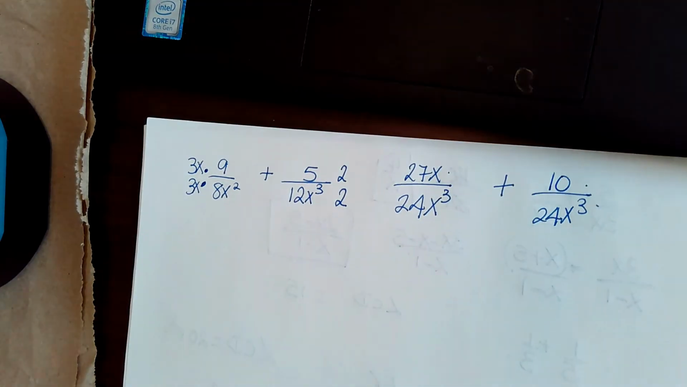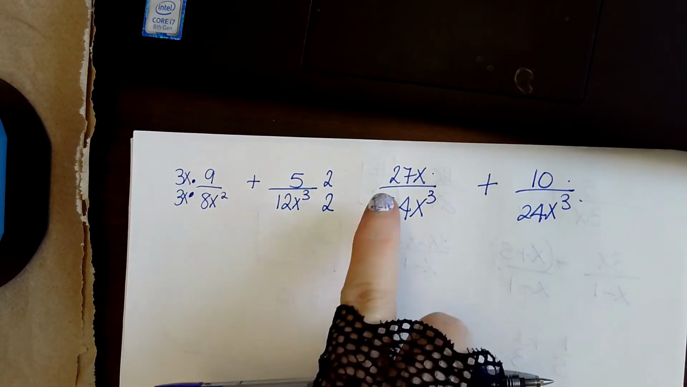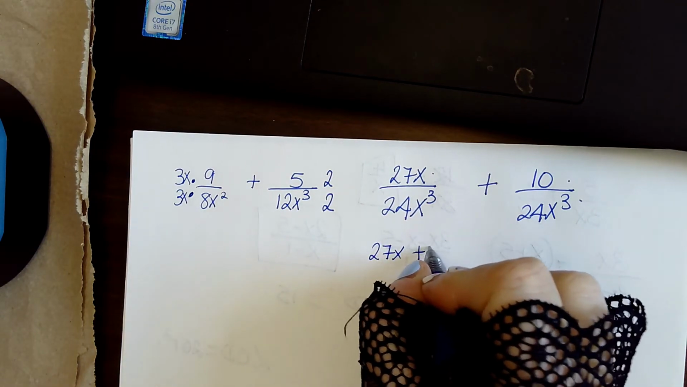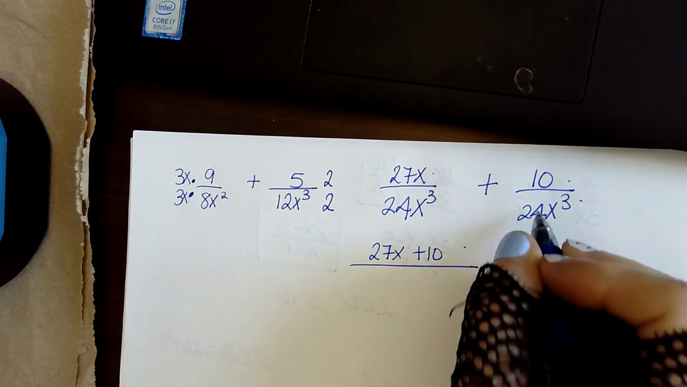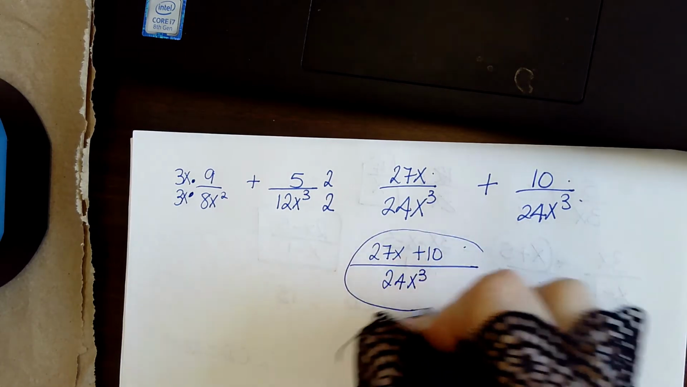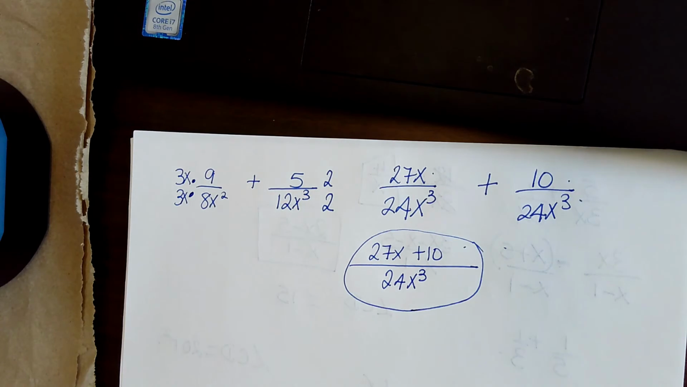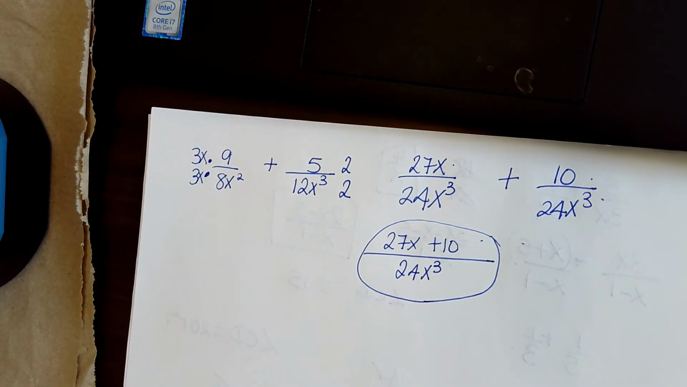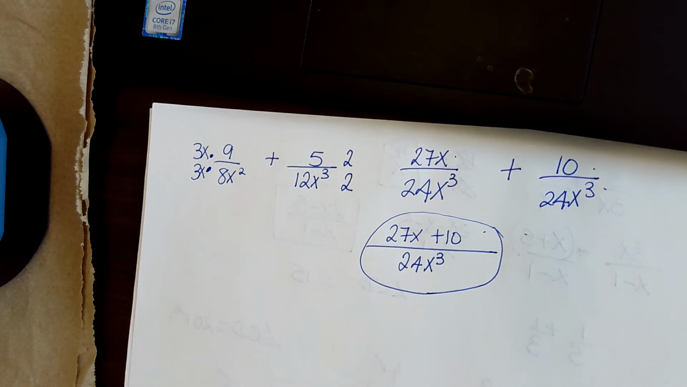Okay, so now I want to go ahead and write it as one fraction. So on top, I've got 27x plus 10 divided by 24x cubed. So you end up putting it together like that, and that is your final answer when you add that polynomial to the other polynomial. All right, so now we're going to do a subtraction.